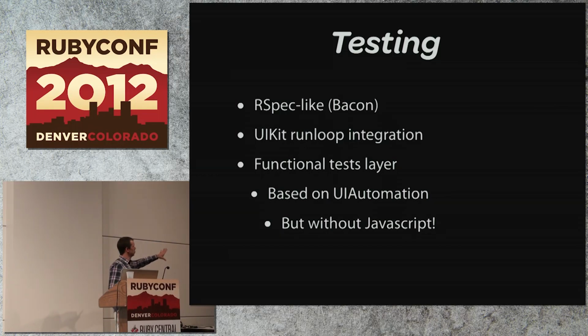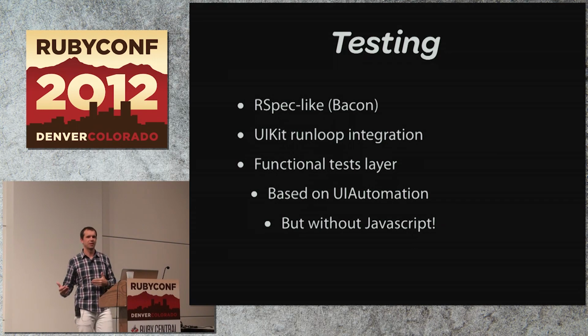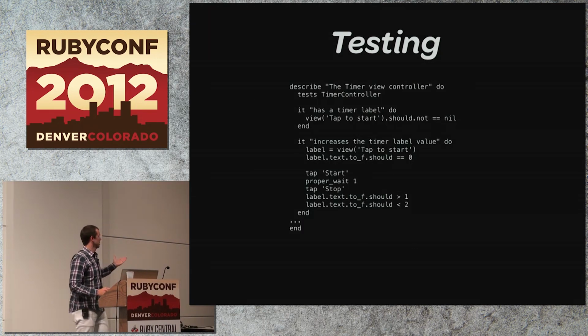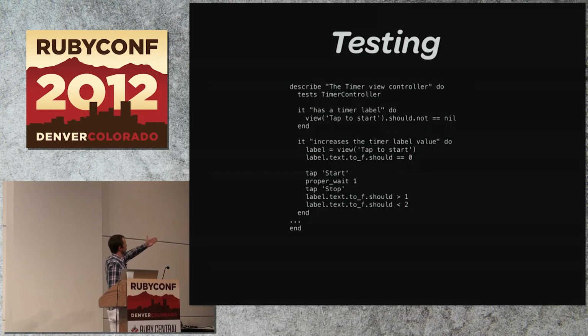But if you're going to do this with Objective-C right now, you have to write your tests in JavaScript. Because the only thing that Apple surfaces with UI Automation is JavaScript-based testing. With RubyMotion, your testing is in Ruby. So describe the timer view controller, test the timer controller. It has a timer label, and it checks to see that there is a timer with that label.